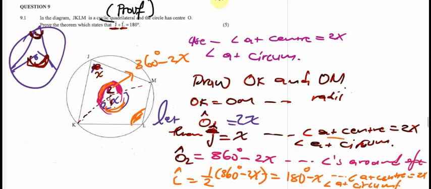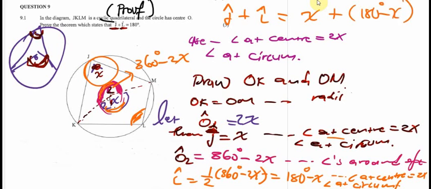After I have done these, I just say angle J plus angle L is equal to what? Angle J is x, then we add angle L, which is 180 degrees minus x. Then x minus x is 0, so it equals 180 degrees. So it's proven. We are done with this proof.